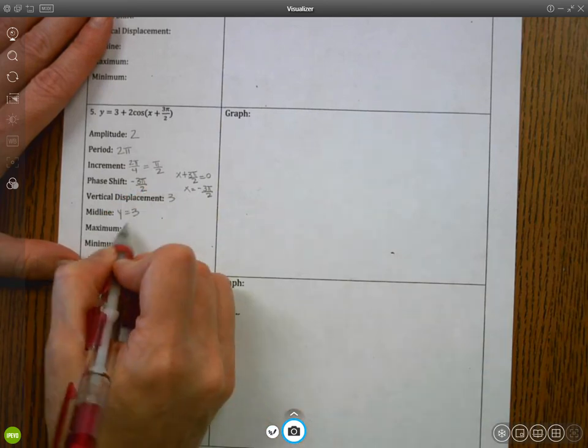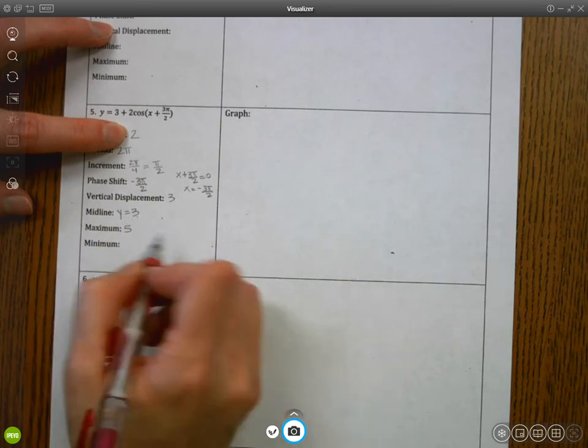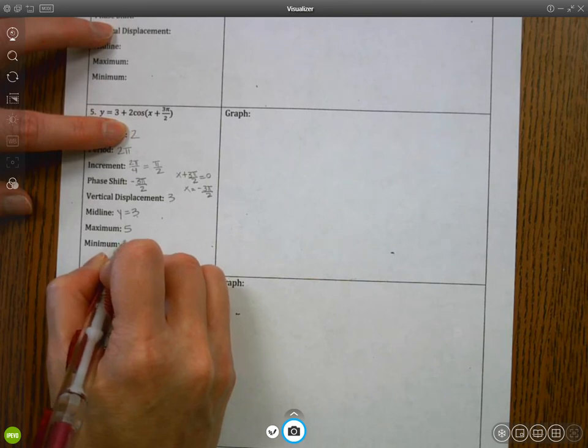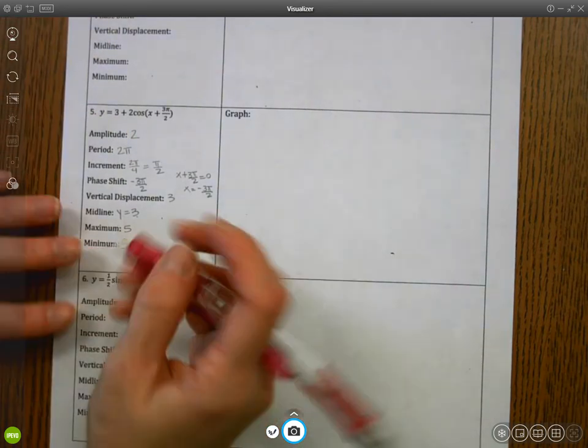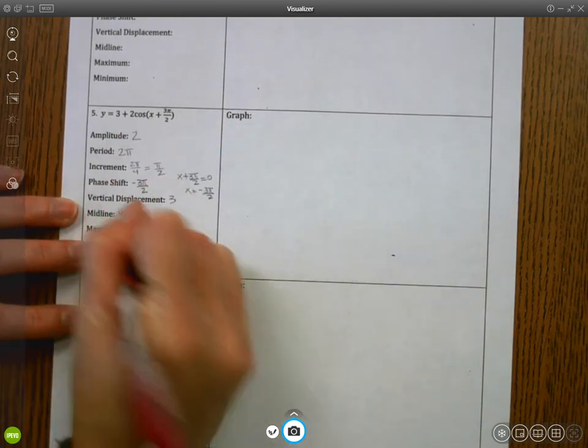So to get your maximum, you do 3 plus 2 is 5, because you start at 3 and you go up to your 5. You start at 3 and go down to 3 minus 2 is 1. I just said 1 and wrote 3. I understand. That was stupid. Alright.